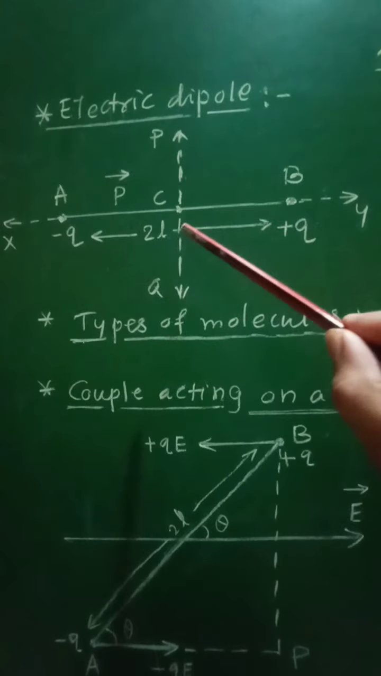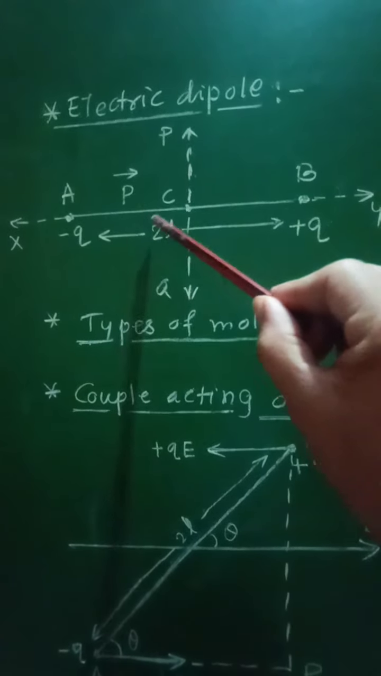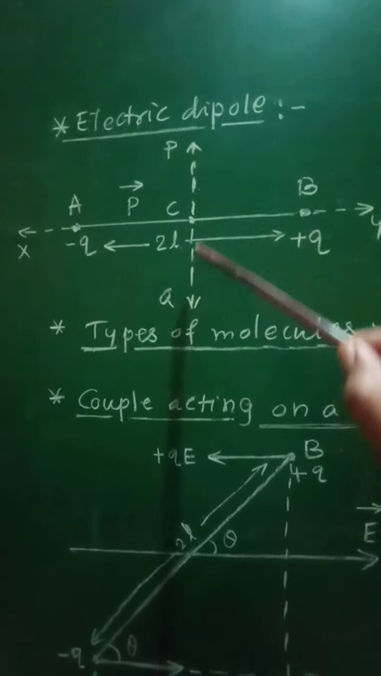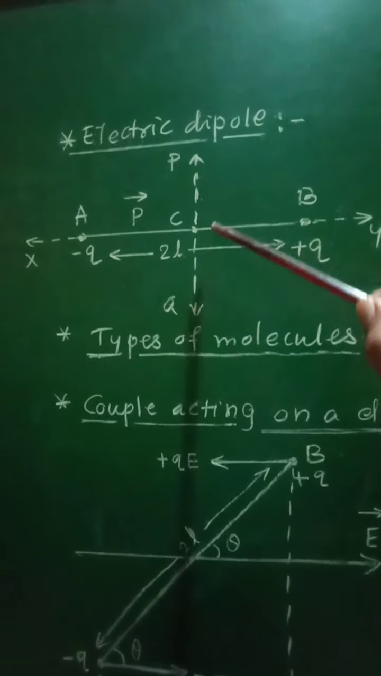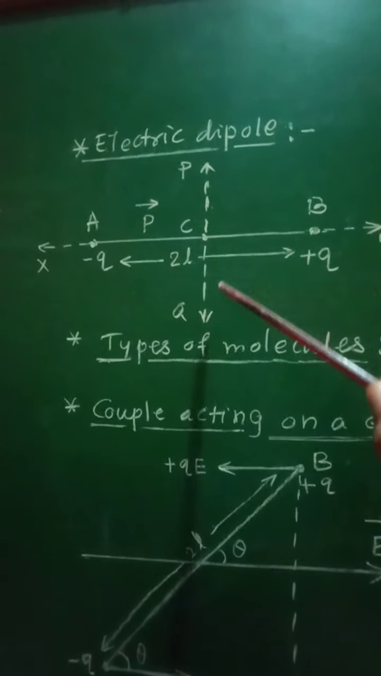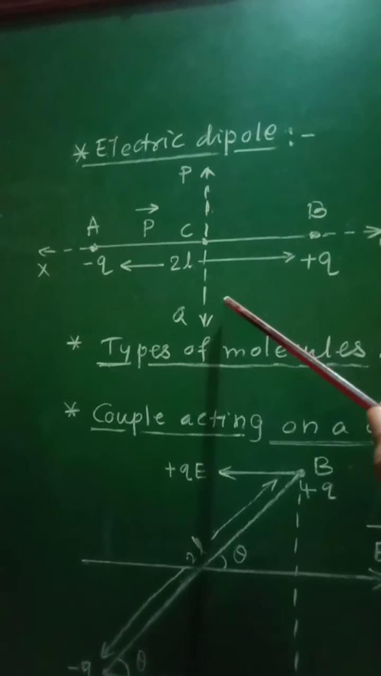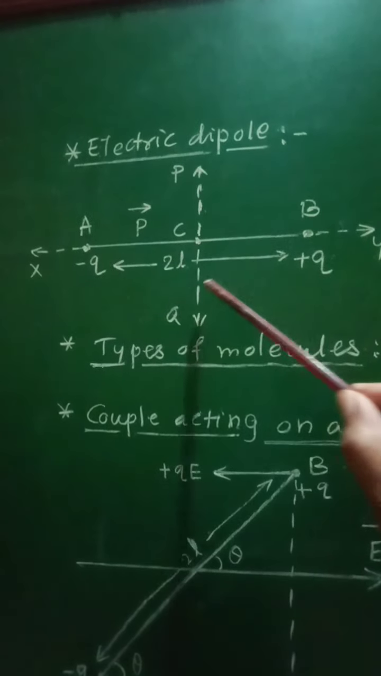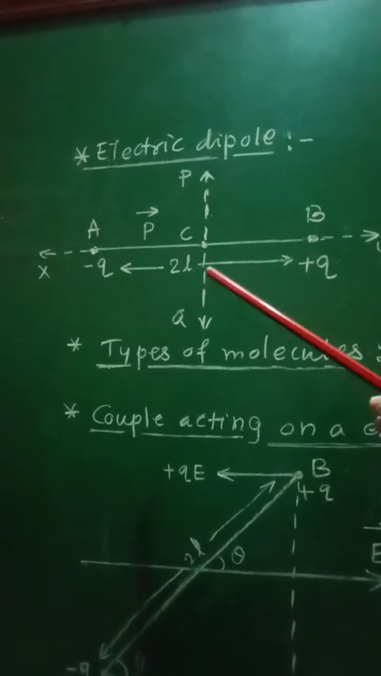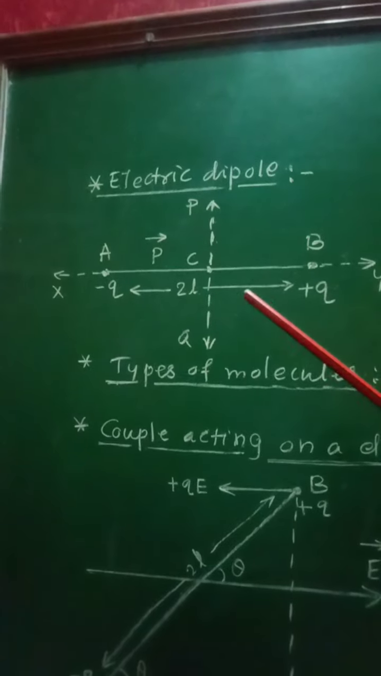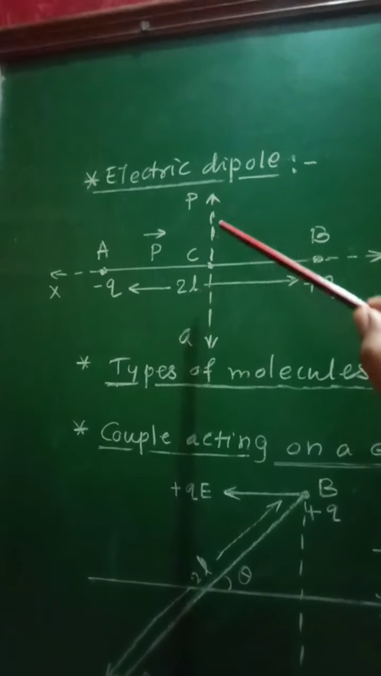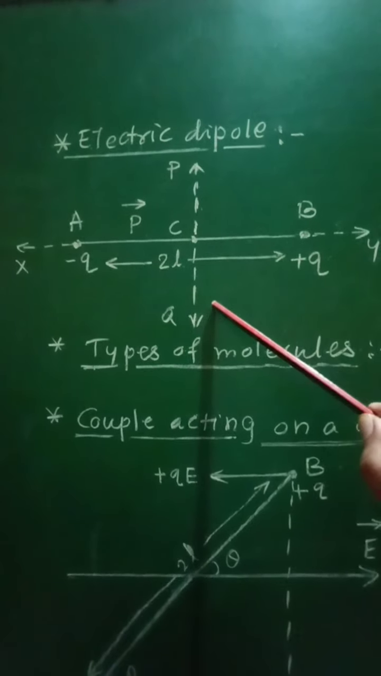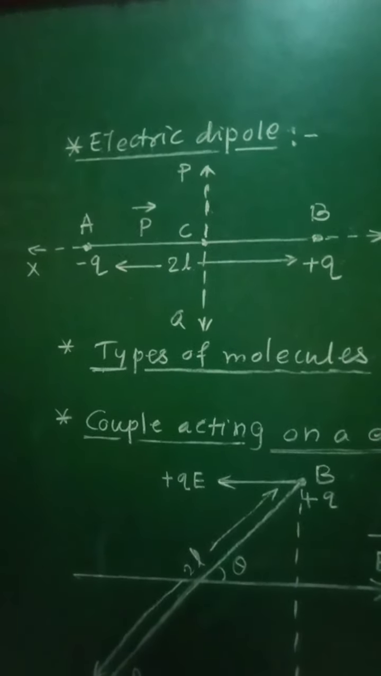Now, point C represents the center of this electric dipole AB, and therefore a line passing through the center of the dipole, that is PQ, and perpendicular to the axial line of that electric dipole is called the equatorial line of this electric dipole. So PQ will represent the equatorial line.